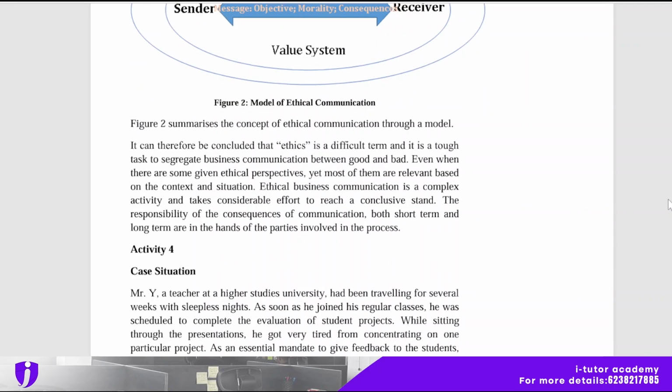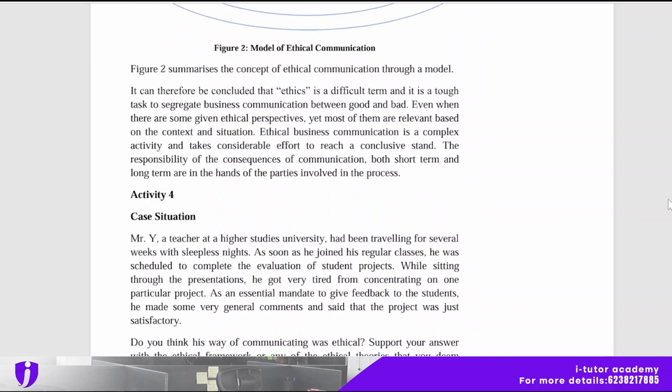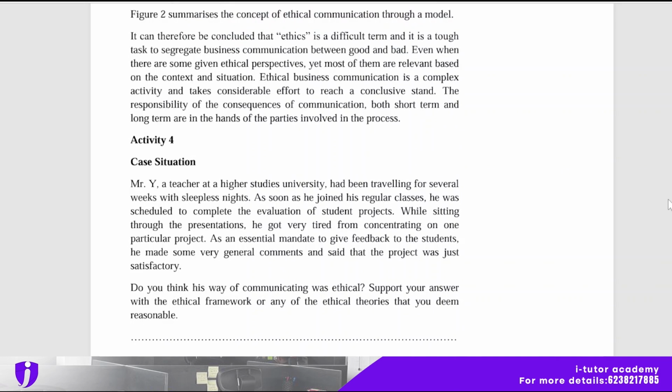So it can therefore be concluded that ethics is a difficult term, and it is a tough task to segregate business communication into good and bad. Even when there are some given ethical perspectives, most of them are relevant based on the context and situation. Ethical business communication is a complex activity and takes considerable effort to reach a conclusive standard. The responsibility for the consequences of communication, both short term and long term, is in the hands of the parties involved in the process. And Activity 4 is here, a case situation.